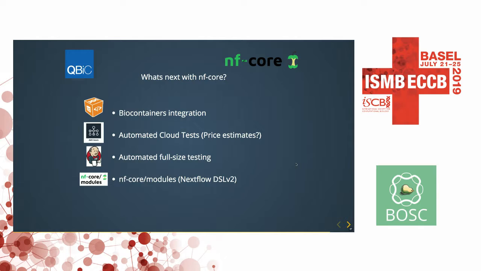We have some upcoming plans. Some people were asking for us to integrate BioContainers more efficiently, and we're in contact with the team behind that. We also want to do automated cloud tests, price estimates, and full-size data testing, because the current tests that we are running use smallish data sets because of the limitations that we have with Travis CI, but we're planning to do full-size testing. We actually do that for some of the pipelines. And we want to work on NF Core modules, because Nextflow is going to be modularized very soon, so you can import certain predefined library-style modules in Nextflow code, which we want to provide a community resource for as well.